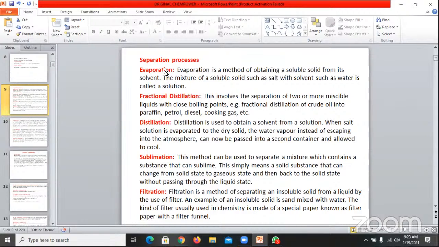So the water vapor, instead of escaping into the atmosphere, you can do what? Collect it in a second cylinder, allow it to cool off. That's what distillation is all about.